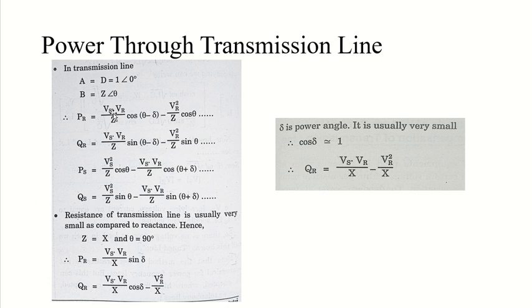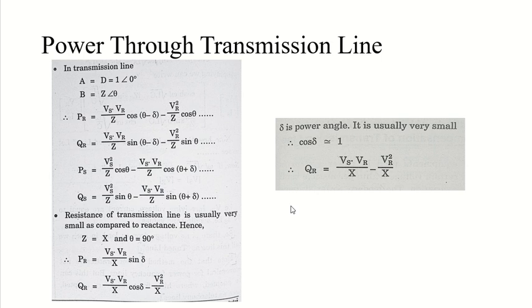PR is equal to VR VS divided by Z cosine of theta minus delta, small delta, minus VR square divided by Z into cos theta. QR will be equal to VS VR divided by Z sine theta minus small delta, minus VR square divided by Z sine theta. PS will be equal to VS square divided by Z cos theta minus VS VR divided by Z cos theta plus small delta. And QS will be VS square divided by Z sine theta minus VS VR divided by Z sine theta plus small delta.